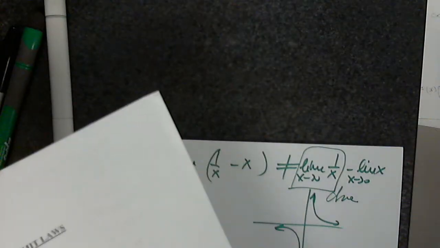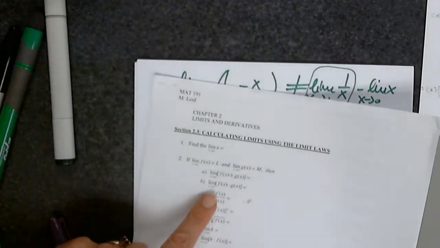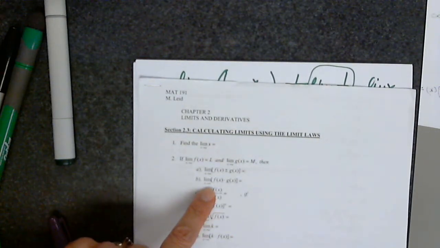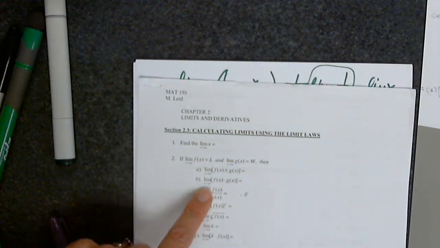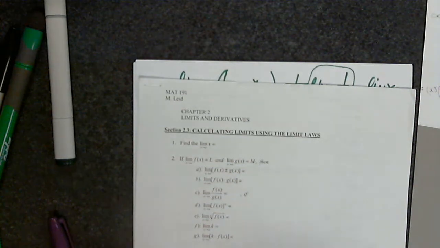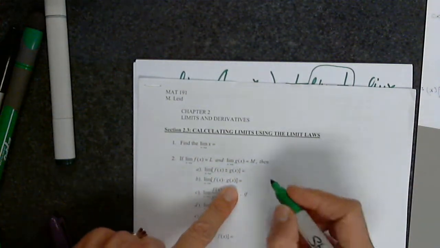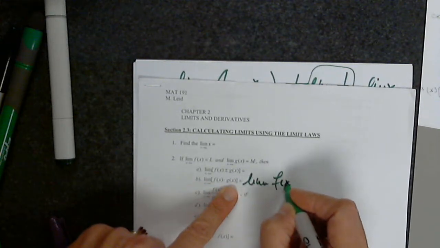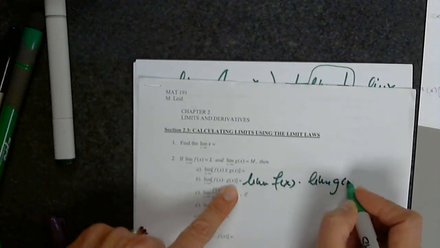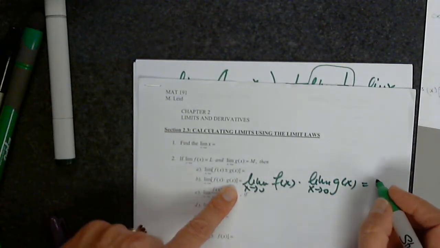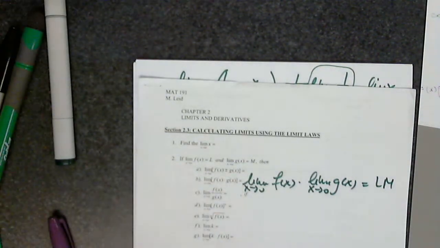Okay, next limit law, what will you say? So I have to write the limit as x approaches a from either side of f of x times g of x is the limit of f of x times the limit of g of x, and this is indeed L times M.